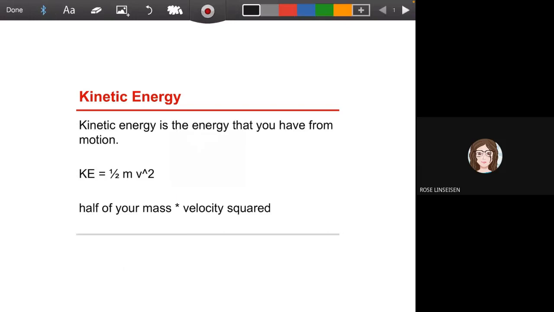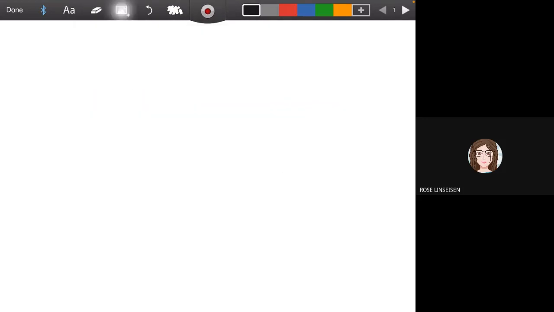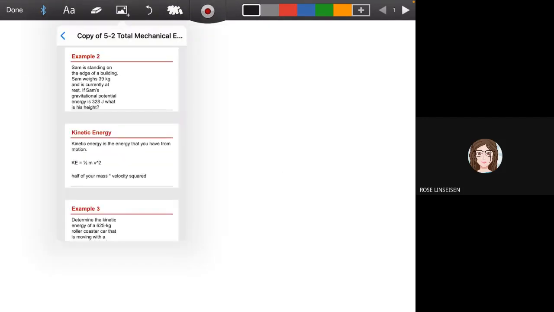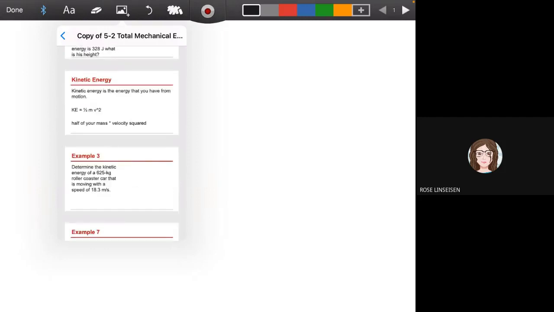And of course, the other type of energy we looked at was kinetic energy. Kinetic energy is the energy that you have from motion. So it's always going to have velocity. And that velocity is squared, which, if you remember, squared means the number times itself. So the velocity has a bigger impact on kinetic energy than mass does.